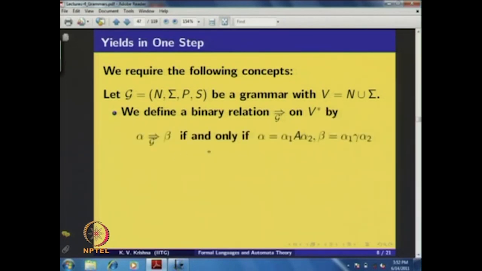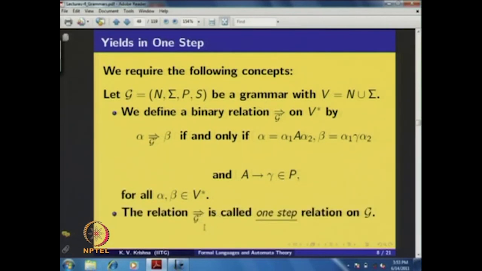How are we defining this relation? Alpha is related to beta using this relation if and only if alpha is of the form alpha 1 A alpha 2, and beta is of the form alpha 1 gamma alpha 2. Here, the relation between alpha and beta is that for a non-terminal symbol A, we are replacing it by gamma. That means if it is replaced using a production rule, then we say they are related. So, A gives gamma is a production rule in this grammar, for all alpha, beta in V star. This is called the one step relation on G, because by applying one rule from alpha you get beta in one step.